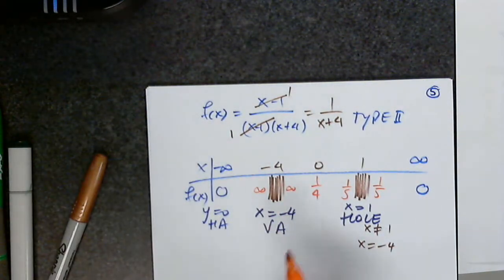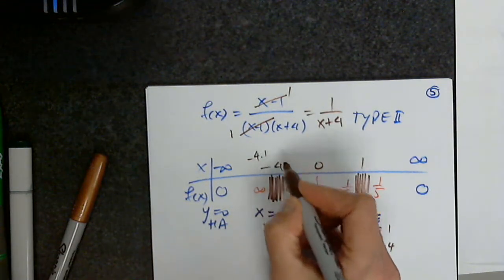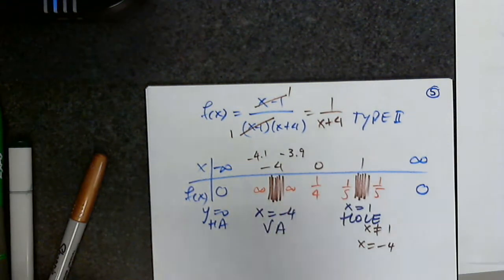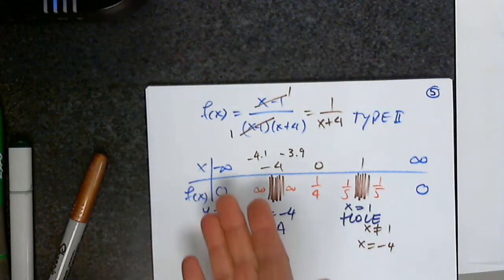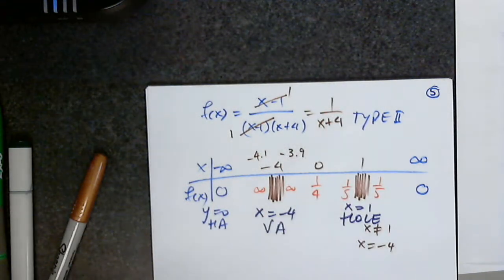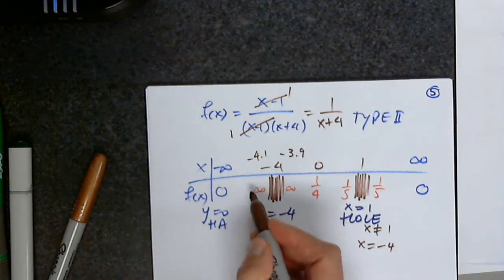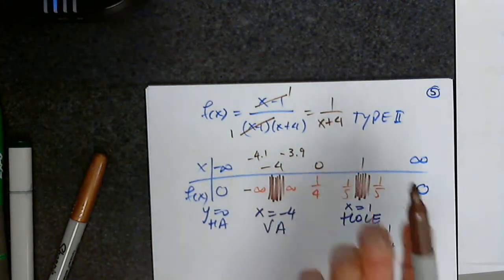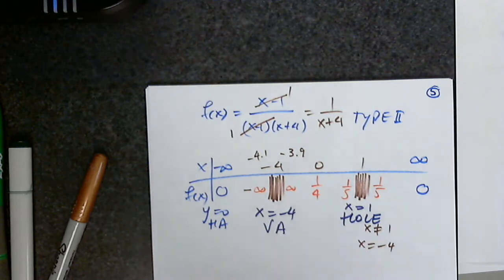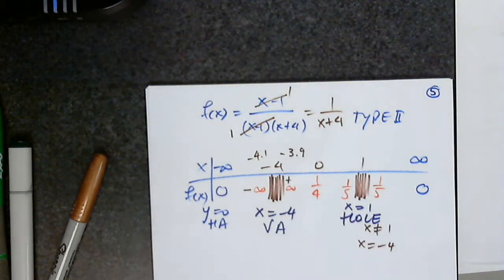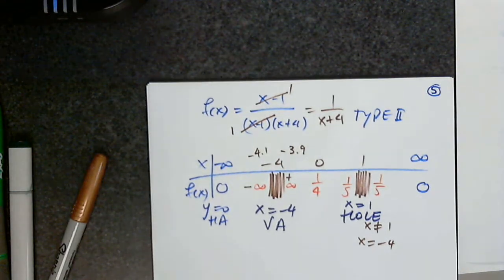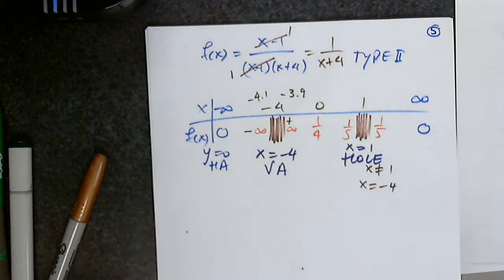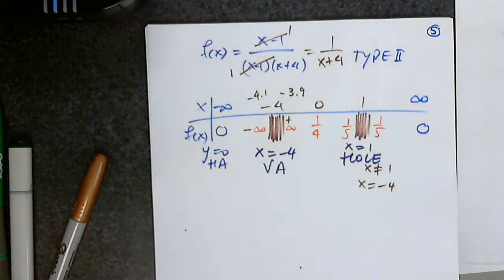Perfect. Okay, now I have to determine the signs here with -4.1 and -3.9. Please plug in -4.1 here and tell me just the sign. Please plug in -3.9 here and tell me just the sign. Good. Can this function be symmetric with a hole at 1 and a vertical asymptote at -4? Can it be symmetric? No, but I have to write it because I need to show that I know that I have to study symmetry.